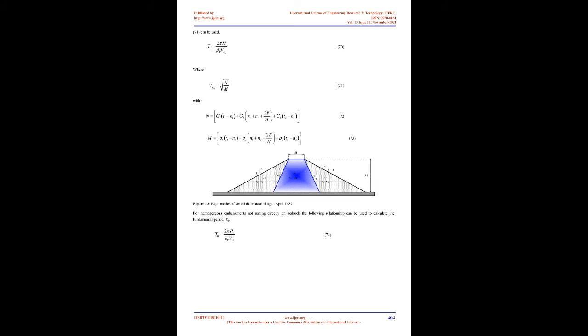Figure 10, Variation of shear modulus with distortion for gravel and gravelly soils according to 17.